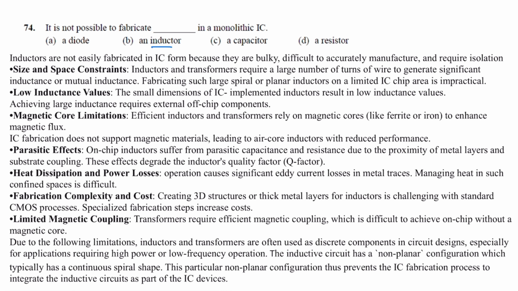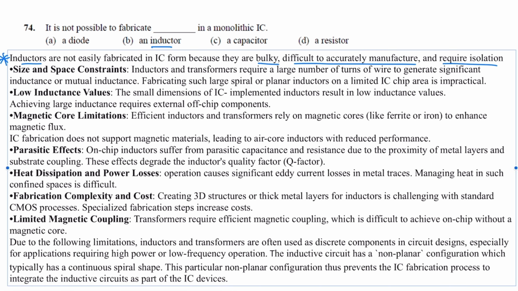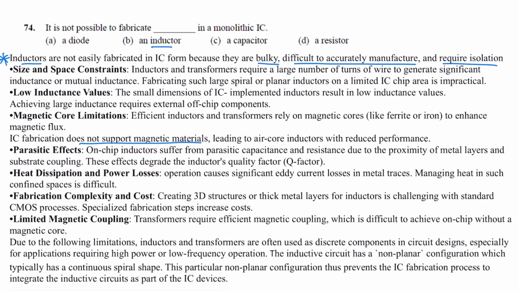The reasons are mentioned. Inductors are not easily fabricated in IC form because they are bulky, difficult to accurately manufacture in an integrated circuit, and require isolation. The other reasons are size and space constraints, low inductance values, and magnetic core laminations. IC fabrication does not support magnetic materials, leading to air core inductors with reduced performance. Other issues are parasitic effects, heat dissipation and power loss, fabrication complexity and cost, and limited magnetic coupling.